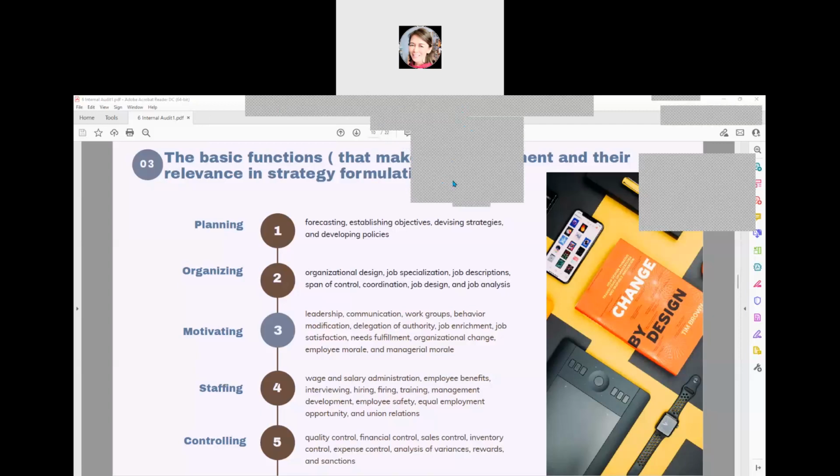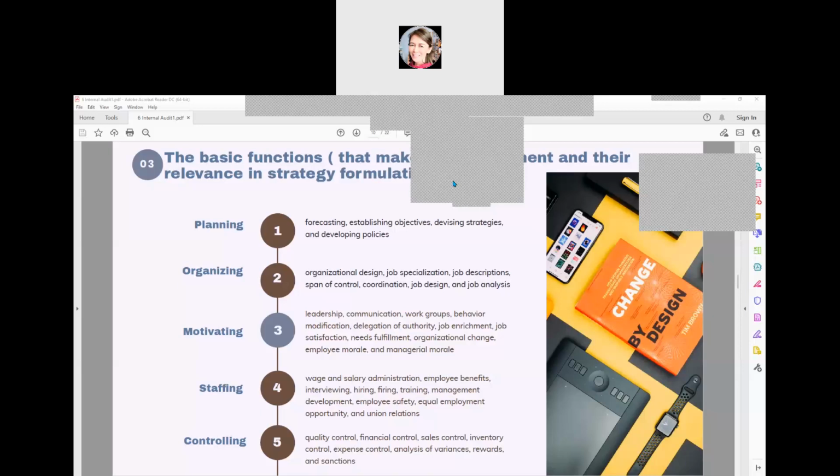Now, continuing from here, these are the basic functions that I'm sure all of you are familiar with as well. It's studied in your introduction to management, I think. So, not going into details in each and every one of the elements, but just stressing the importance of these basic functions of planning, organizing, and so forth in strategy formulation.